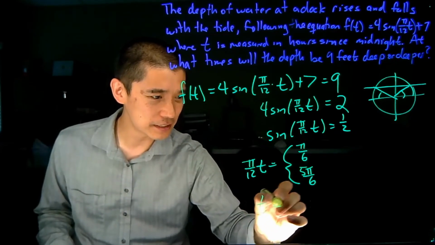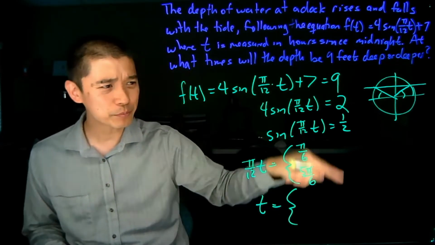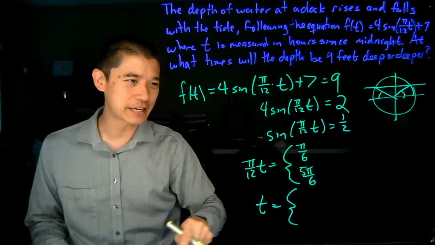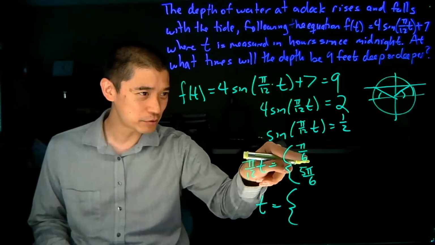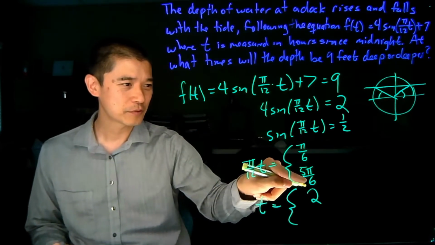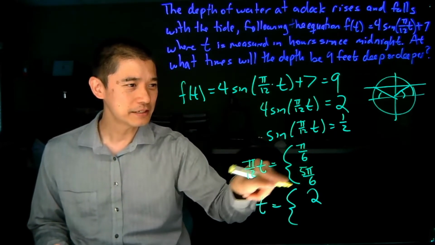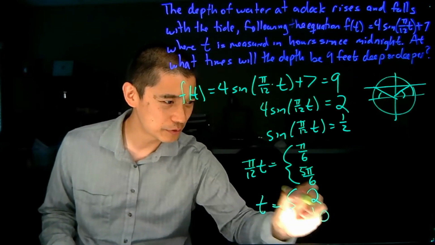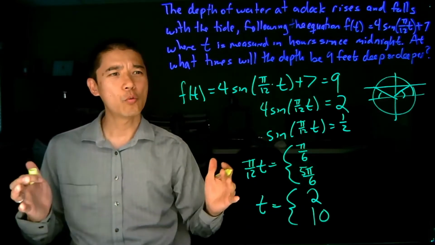So anyway, we're now trying to solve for t. So t is equal to, I'm going to multiply by 12, divide by π. So dividing by the π cancels out all the π's. Multiply by 12, 12 over 6 is 2. And then here, multiply by 12, 5 times 2 is 10. So 2 and 10. What does this mean?